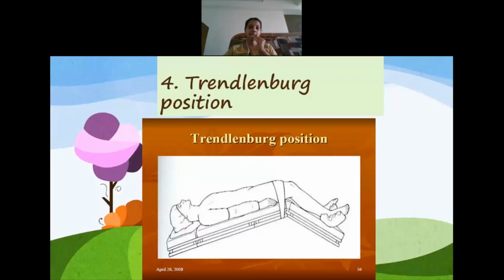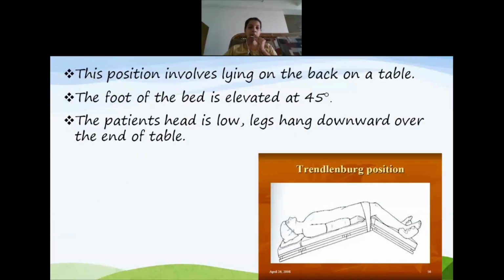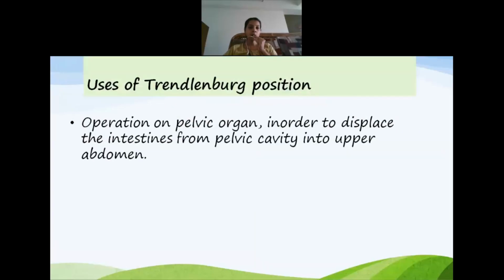Next one is Trendelenburg position. Now this position also you have already studied in foundations in detail, isn't it? You can see it in the picture also. It involves lying on the back. The foot of the bed is elevated at 45 degrees. The patient's head is kept low, and the legs are hanging downward over the end of the OT table. So that is called Trendelenburg position. This position is commonly used to visualize the pelvic organs or to perform surgeries of the pelvic organs.